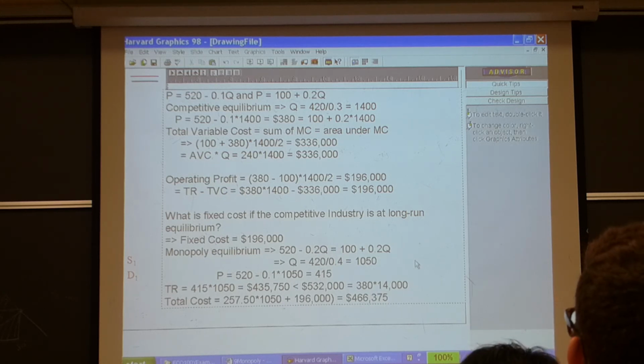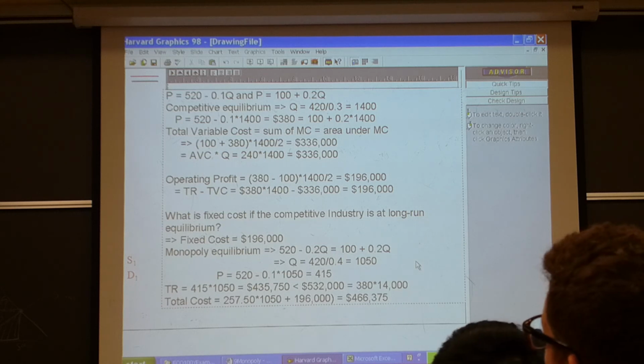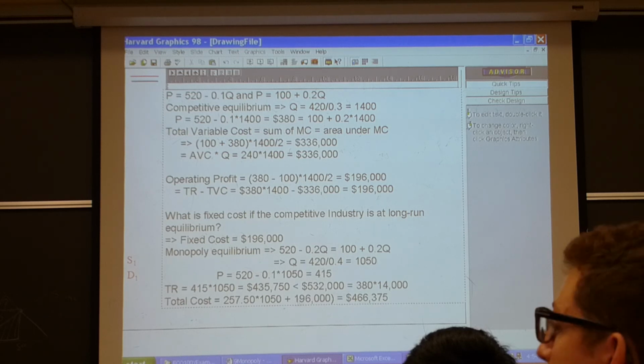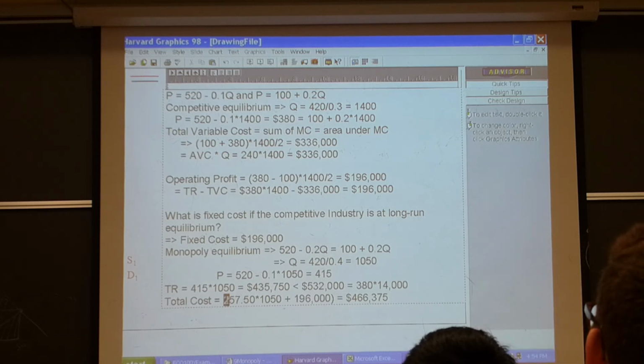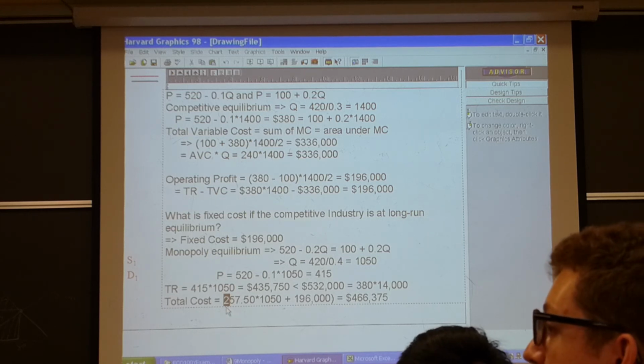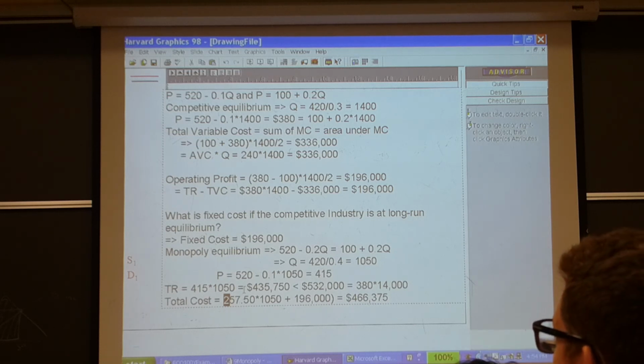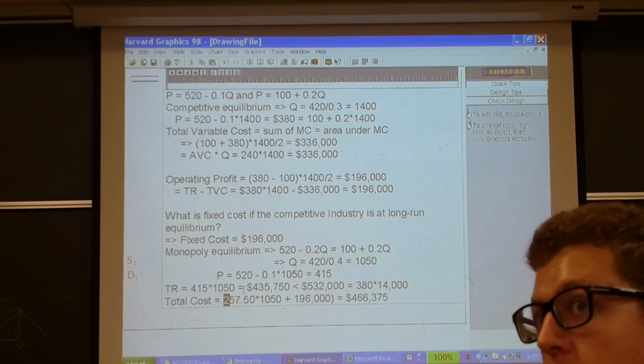But notice, everybody, we're going to end up with, wait, this can't be right. It's not 257, it's what? What's the average of 415 and 100? That's 265.